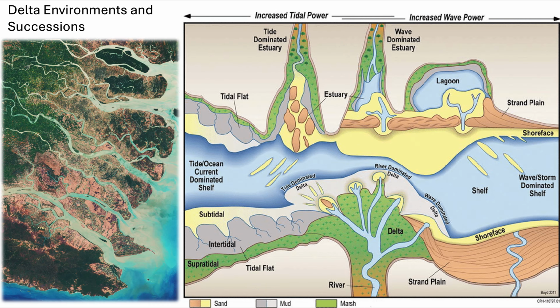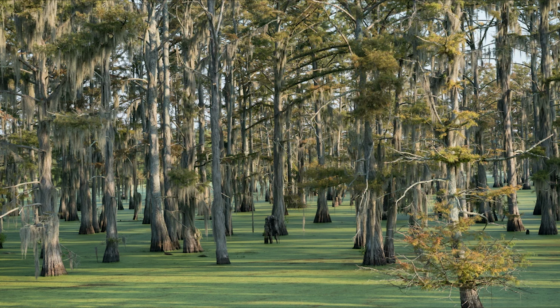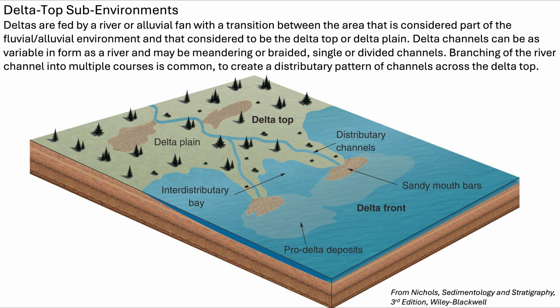water is deeper. Marine deltas form at the interface of continental and marine environments, with processes associated with river channel and overbank settings occurring alongside wave and tidal action and their effects. Flora and fauna characteristic of land environments, such as the growth of plants and the development of soils, are found adjacent to exclusively marine animals. Deltas can therefore be compared in terms of sub-environments, divisions of the overall delta environment in which these combinations of processes occur. Deltas are fed by a river or alluvial fan, with a transition between the area that is considered part of the fluvial-alluvial environment and that considered to be the delta top or delta plain.